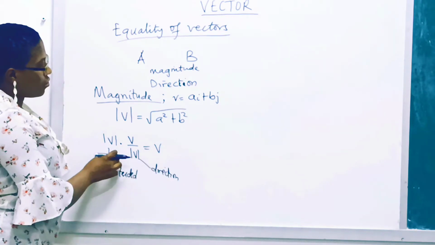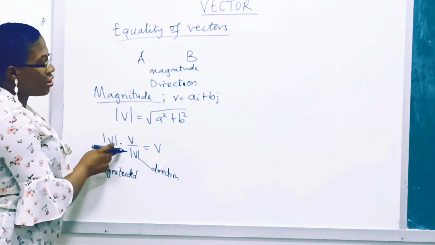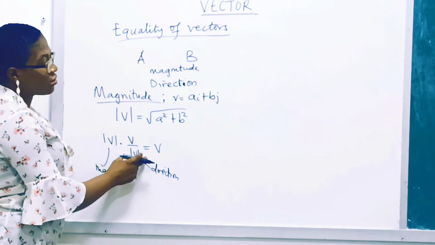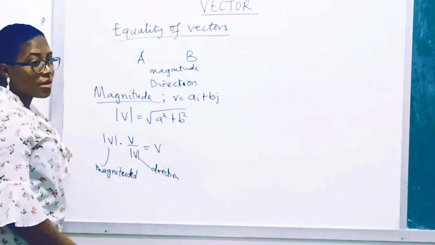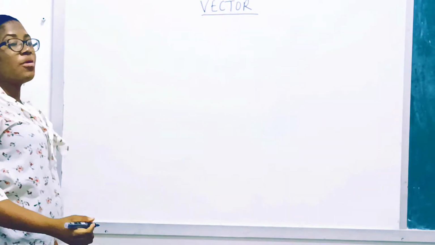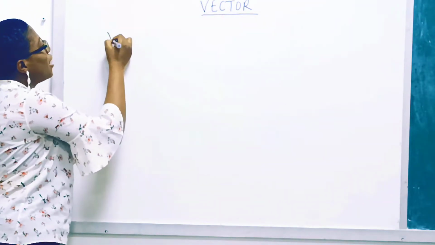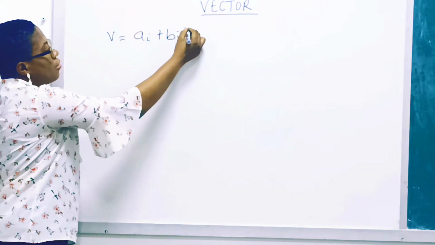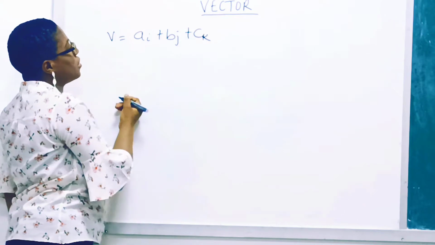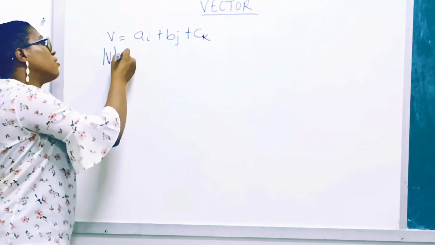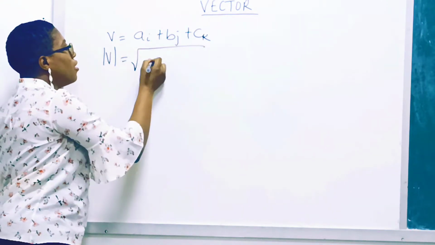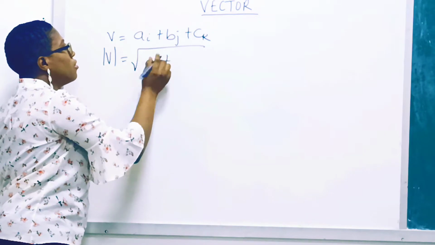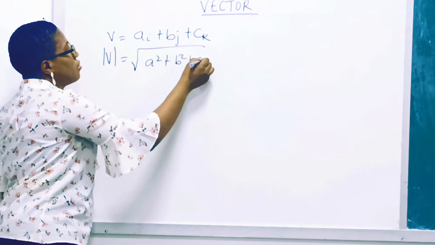So every vector can be represented as a product of its magnitude and its direction. That's right. An important question now is, what if we have V equal to ai plus bj plus ck? What is the magnitude? The magnitude is still found in the same way: the square root of a squared plus b squared plus c squared.